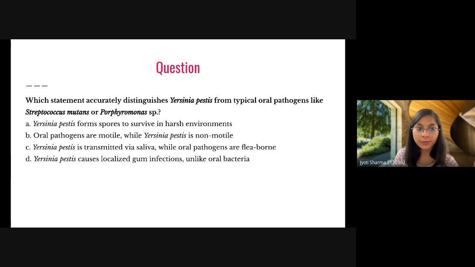So we have four options. A: Yersinia pestis forms spores to survive in harsh environments. B: oral pathogens are motile, while Yersinia pestis is non-motile. The third option, C: Yersinia pestis is transmitted via saliva, while all other pathogens are flea-borne. And D: Yersinia pestis causes localized gum infection, unlike oral bacteria. So, what do you think? What is the right answer for this? How is the plague-causing bacteria different from the oral pathogens?